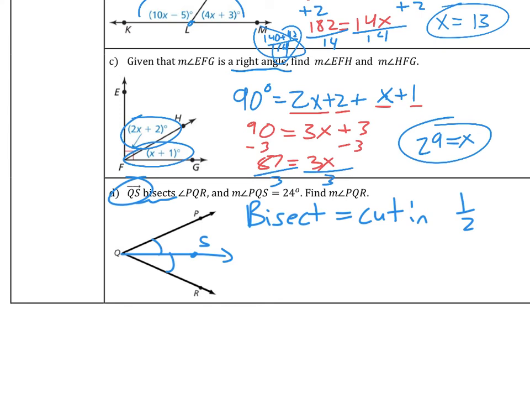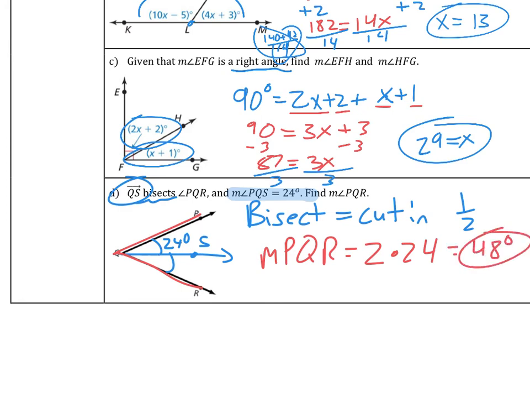And we know that PQS is 24 degrees there. See that? So PQS is 24 degrees. And so PQR, well, that's the whole thing. PQR is this big one here. So the measure of PQR is going to be twice as big as that. Okay? So that's going to be 48 degrees.